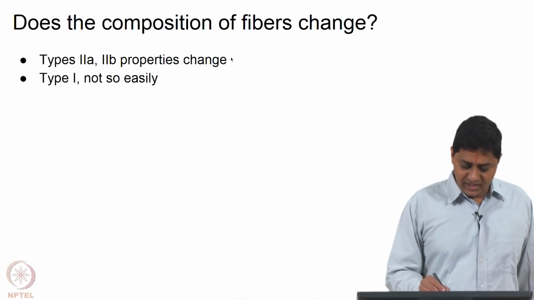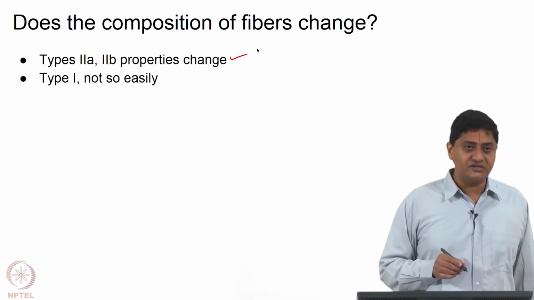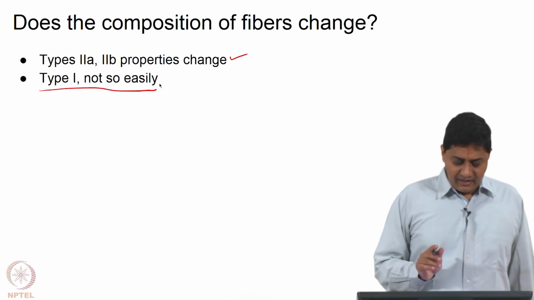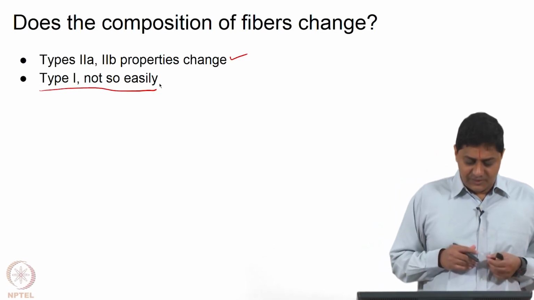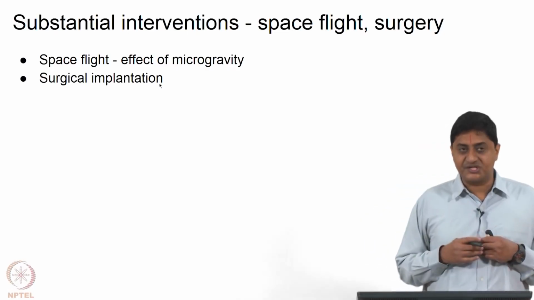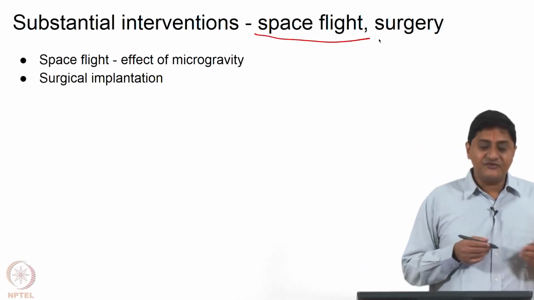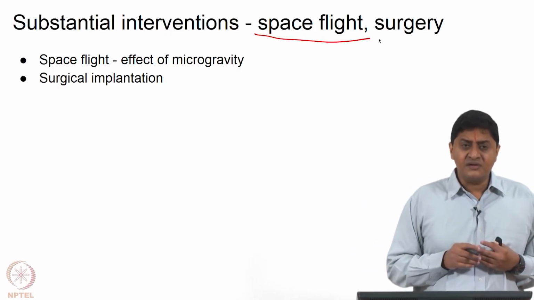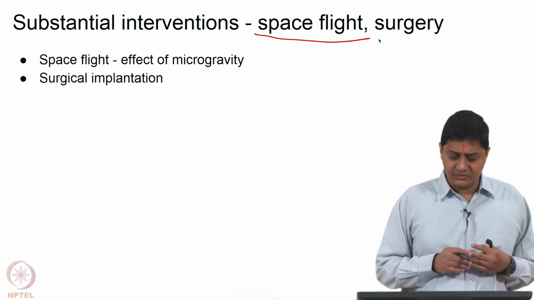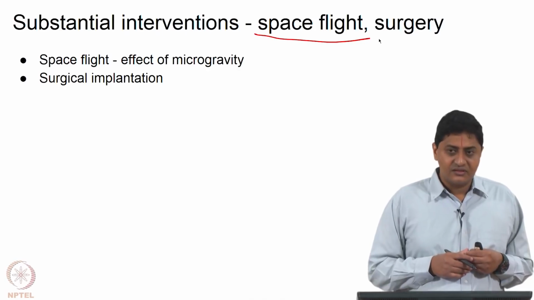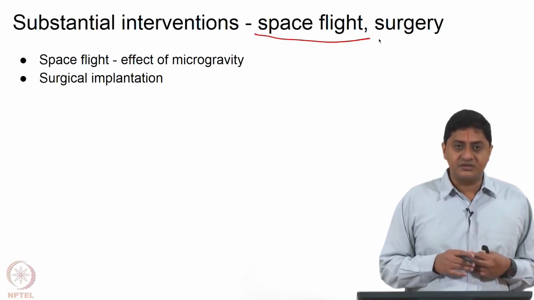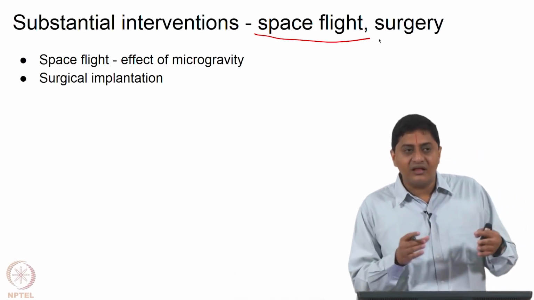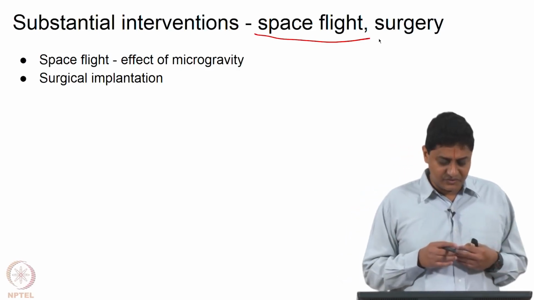I told you already, type 2A, 2B, etc., their properties change, whereas type 1 properties also change, but not so easily. What could cause a change in the type 1 properties? Well, substantial interventions such as space flight. In space flight, there is no gravity, or there is a microgravity, that causes the person to lose muscle mass. So, there is a reduction in fiber mass in all the 3 types of fibers. Even type 1 fibers are reduced to some extent.